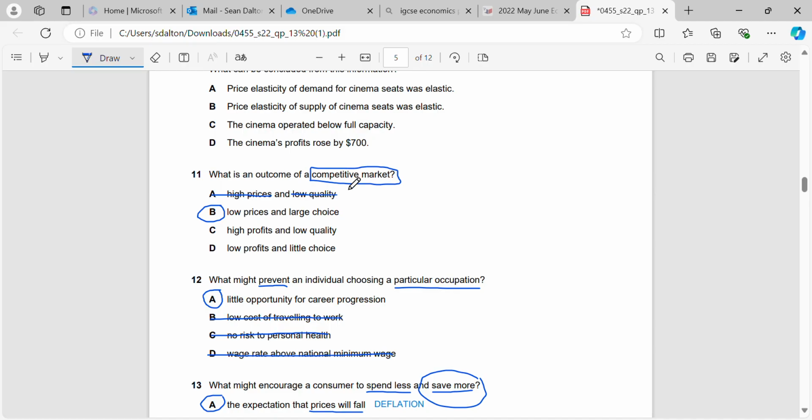Because we've got a lot of competition. If somebody's making a low quality product, we will just switch from them as a supplier to somebody else. Profits won't be high again because of the competition in the market and the number of sellers, and we just explained why quality is likely to be high, not low. And they won't have little choice, they will have a lot of choice because of all the different sellers. So B is the correct answer here.